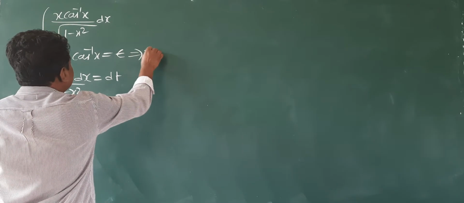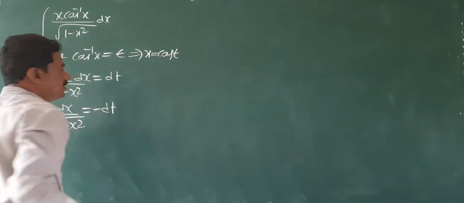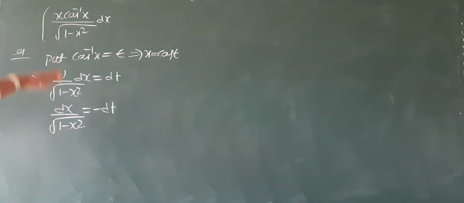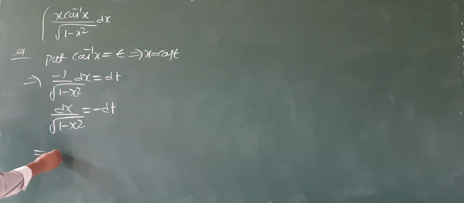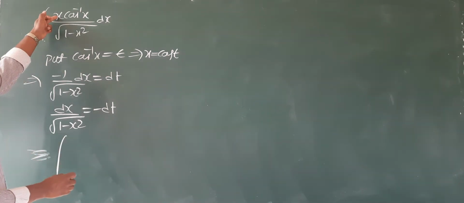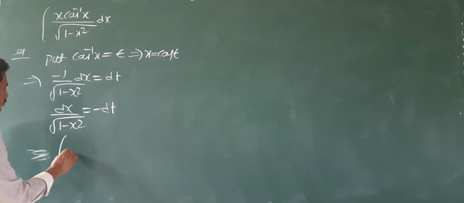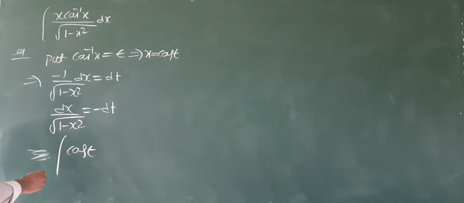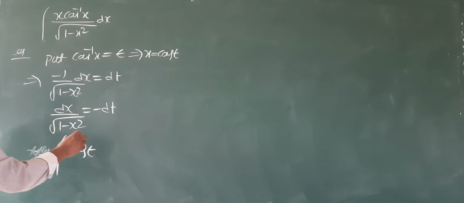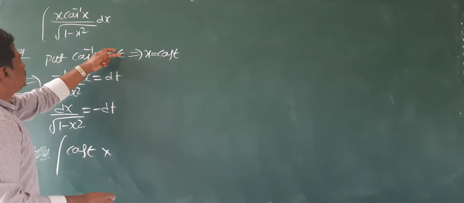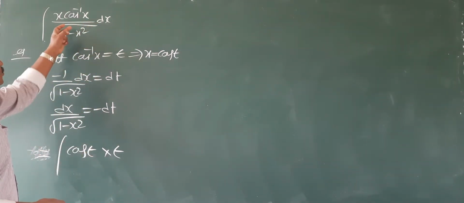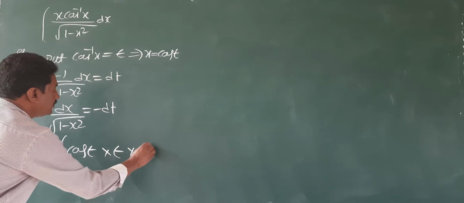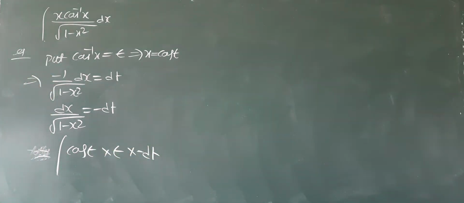So this implies x is equal to cos t. Substitute in that. Using these quantities, you change all externals into t. Now for that x, you can substitute cos t. So cos t into, cos inverse x is t, dx by root 1 minus x square is minus dt. So minus dt. Apply parts.